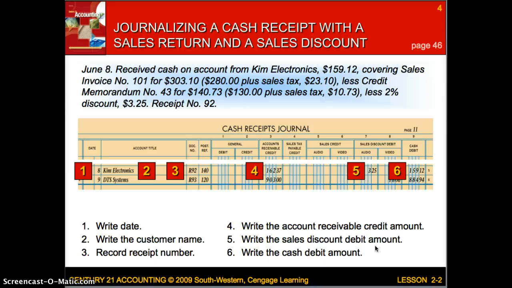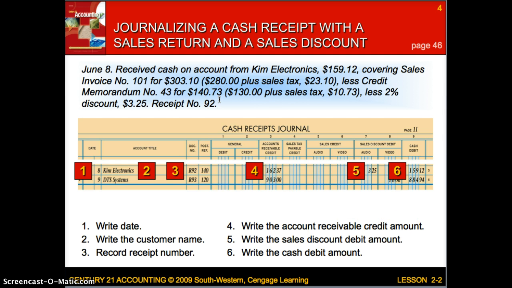On June 8th, we received cash on account from Kim Electronics 159.12, covering sales invoice number 101 for 303.10, 280 plus sales tax 23.10, less a credit memorandum number 43 for 140.73, 130 plus sales tax 10.73, less a 2% discount 3.25, receipt number 92. Now that seems like a lot of information, and it's over my head if I just read it like that. But if you go through your steps, it should be very easy. So we'll write our date, June 8th, write the customer name, Kim Electronics, record the receipt number, receipt 92. Write the accounts receivable credit amount.